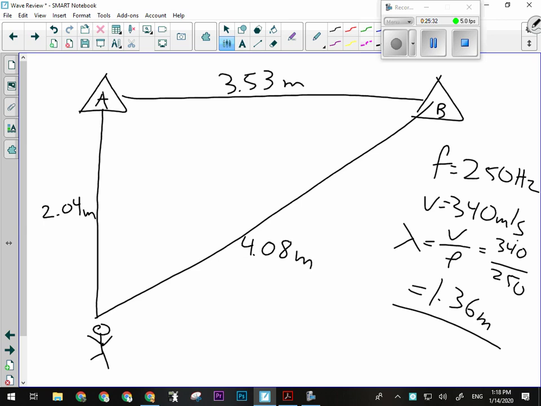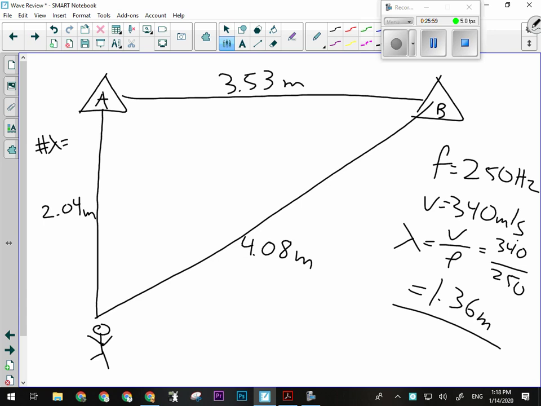That's going to be 4.08 meters. The reason for that is I just used the Pythagorean theorem. I did 3.53 squared plus 2.04 squared, and I got 4.08 meters. Everybody all right with that? Now that I have that, I need to figure out how many wavelengths there are in 2.04 meters. How do I do that?